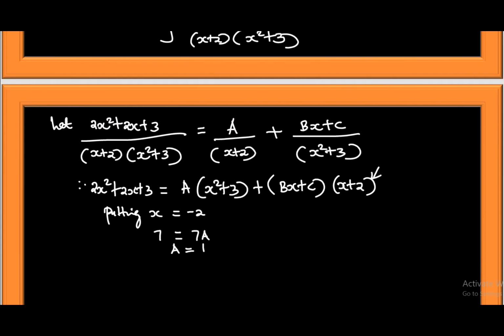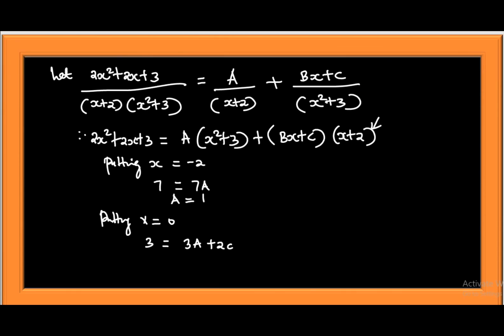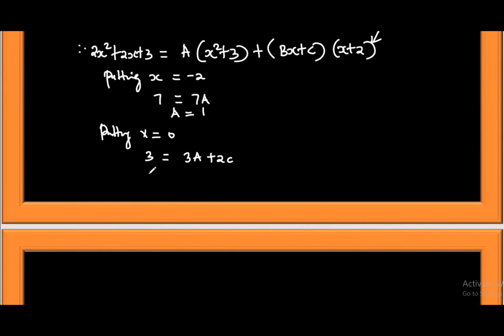We do the same. Now we shall say putting x equals 0. When you put x equals 0, on the left-hand side, you expect to come up with 3. And on the right-hand side, you expect to come up with 3a plus 2c. If you do it carefully, that's what you expect. But remember, you have the value of a. That means you shall have 3 equals 3 plus 2c. When you do that, the value of c clearly comes to 0.